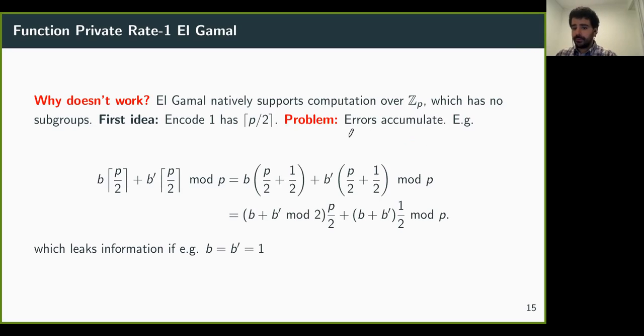But there's a problem, which is, the errors will accumulate in a predictable way. So if we sum 2 bits, then the result will be the sum of the 2 bits modulo 2 plus an extra term. And this extra term, if b and b prime are equal to 1, then this will be equal to 1, whereas if both bits are equal to 0, then this will be equal to 0. So we can distinguish the cases where both bits are equal to 1 or both bits are equal to 0. And this breaks the function privacy that we need.